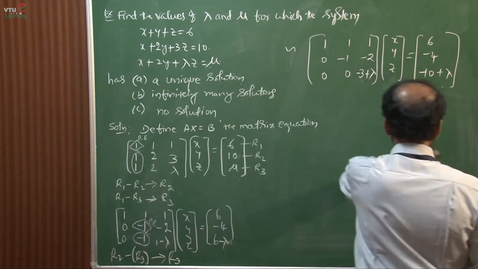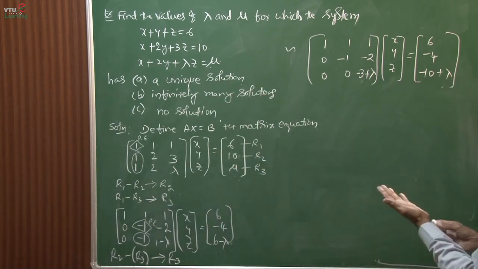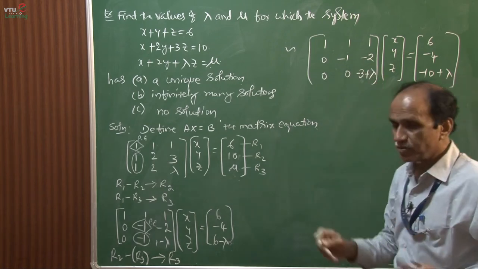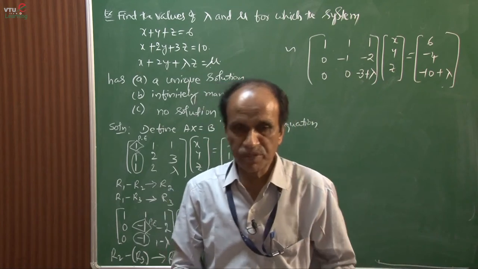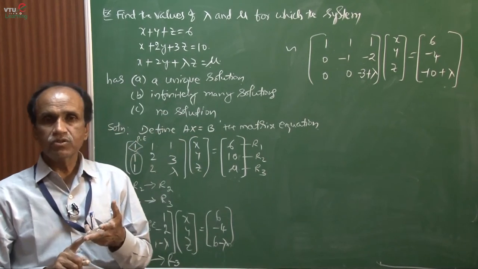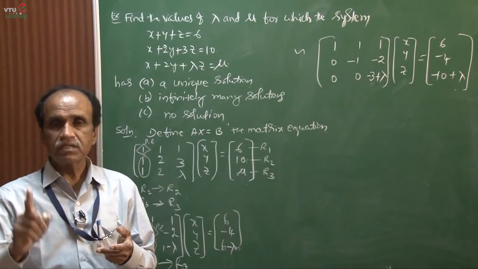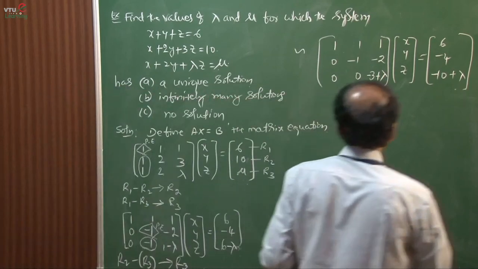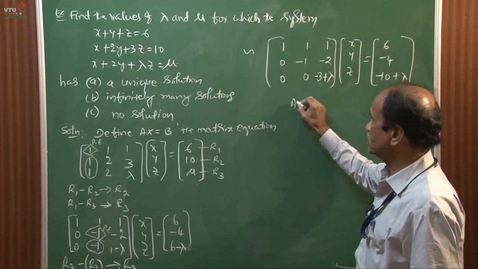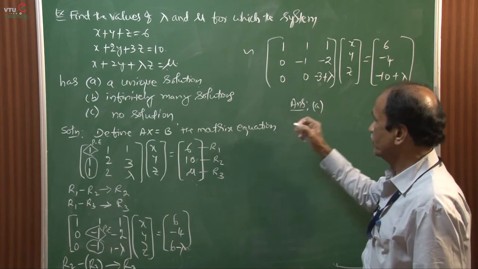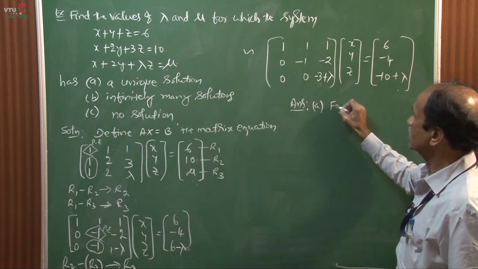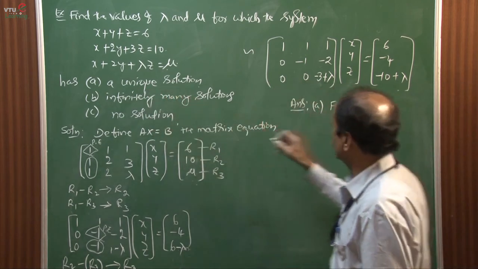Unique solution, if in any matrix it is going to be possible, in that case, rank should be the same. Rank should be the same for both the coefficient matrix and the augmented matrix. And the rank, whatever you calculate, is equal to the number of unknowns. Here, now, this is minus 3 plus lambda. So, answer to the first question. Now, I will be giving A. This is the first question, right? For unique solution.